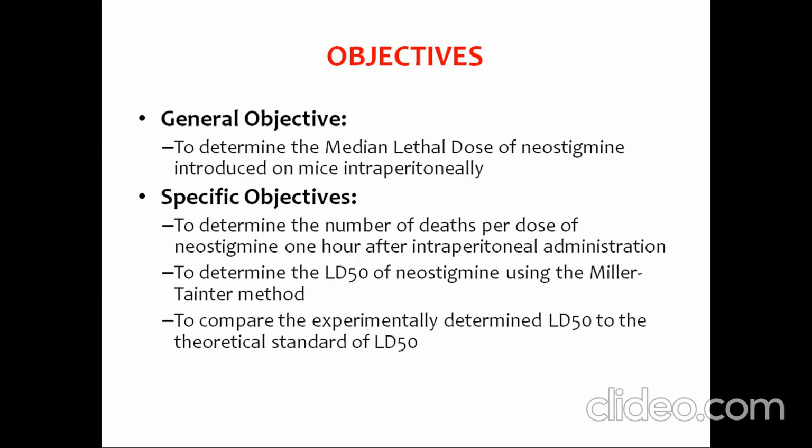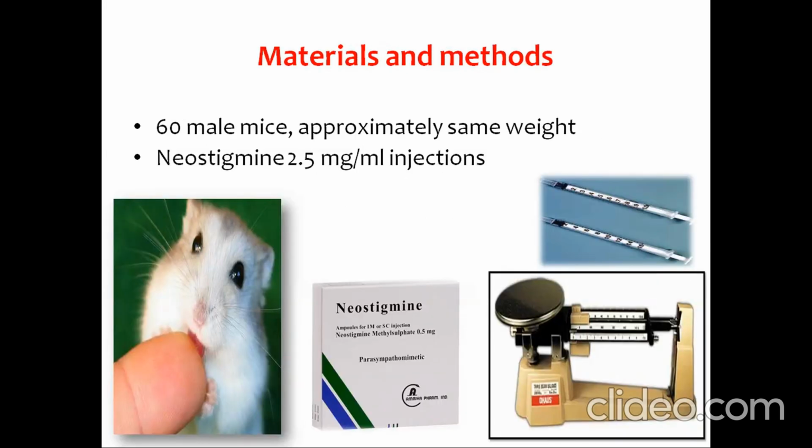So what are the objectives? The general objective is to determine the median lethal dose of neostigmine in mice by intraperitoneal route. The specific objectives are to determine the number of deaths per dose of neostigmine 1 hour after intraperitoneal administration, to determine LD50 of the given doses by using the Miller-Tainter method, and to compare the experimentally determined LD50 with the theoretical standard LD50.